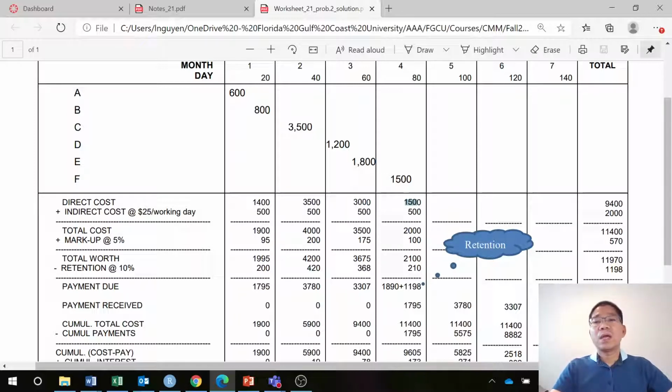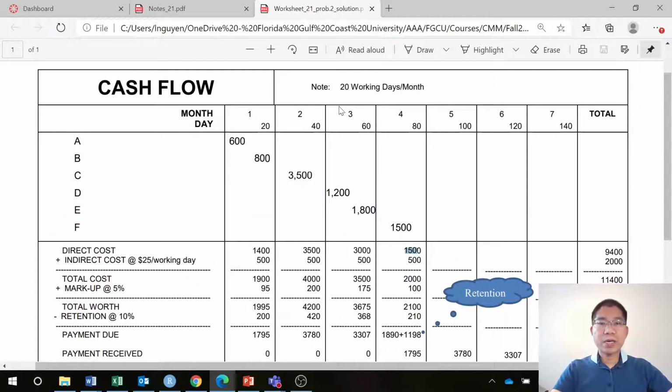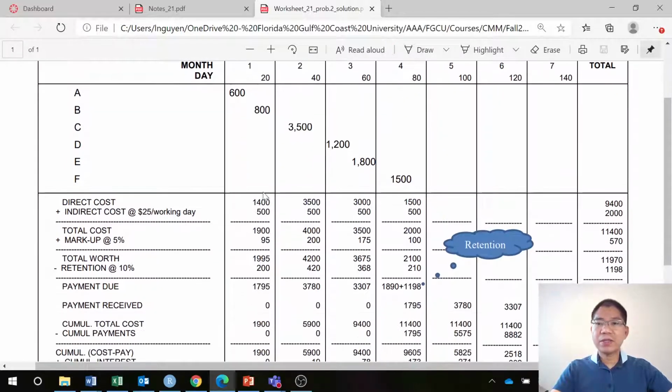And the indirect cost is $25 per working day. Our working days are 20 per month. So you have 25 times 20, 500, 500, all of that. And then in the final column, we have the total. For all the direct costs, we have the total. For all the indirect costs, we have the total 2,000 for 4 months.